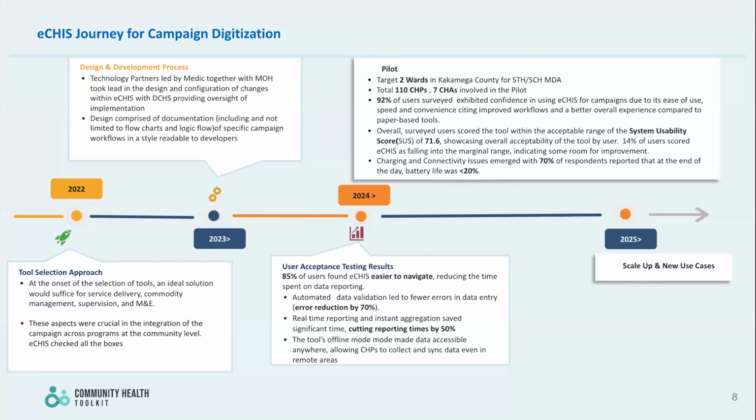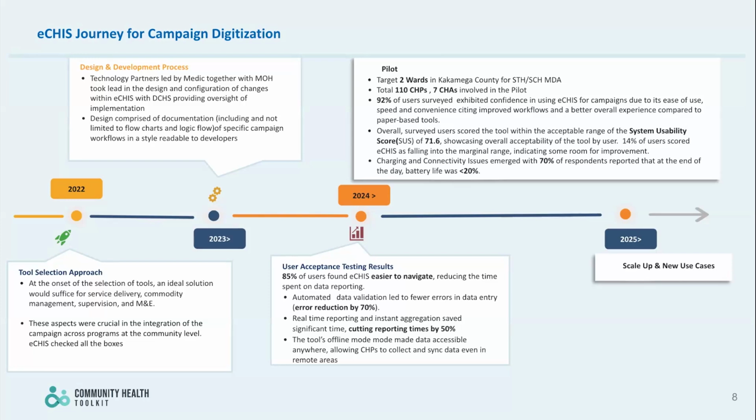So the design was done, the development of the system was done, and we were able to culminate in 2024 in doing the first pilot in Kakamega County, where we targeted 2 wards to see how this would be done, and we were able to compare this with the normal paper-based forms. The 2 wards in Kakamega were Chekalini and Bunyala Central, where we targeted a total of 110 CHPs and 7 supervisors. And we were able to do a survey with the various users to understand the usability of the system, what their view was around using eCHIS for campaign delivery, and the reviews were very positive and favorable.